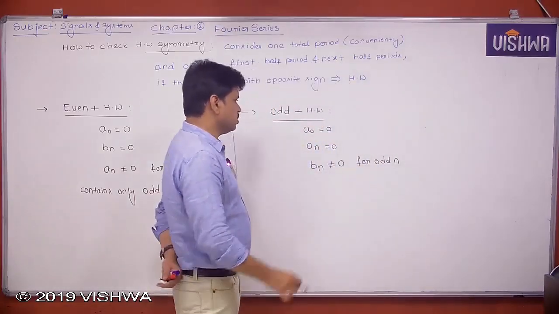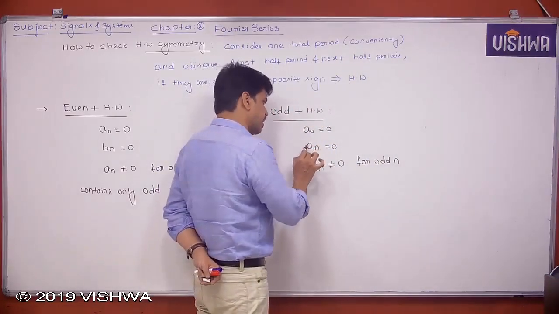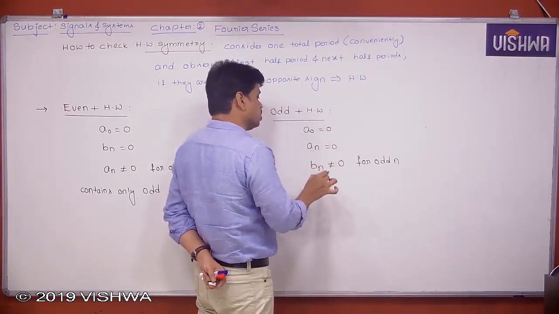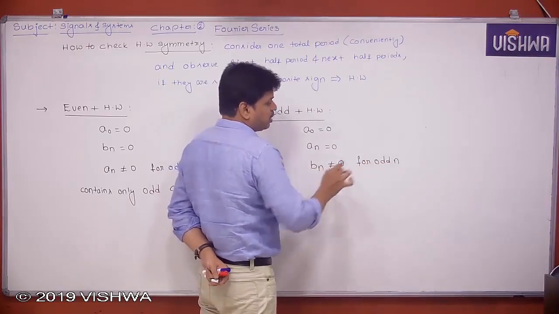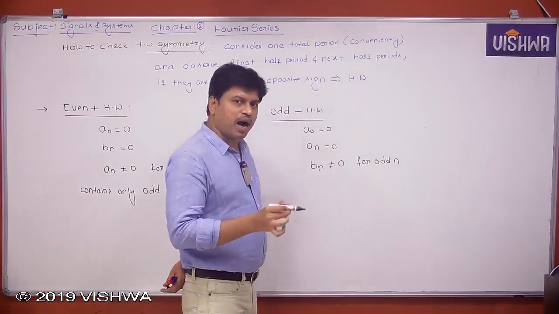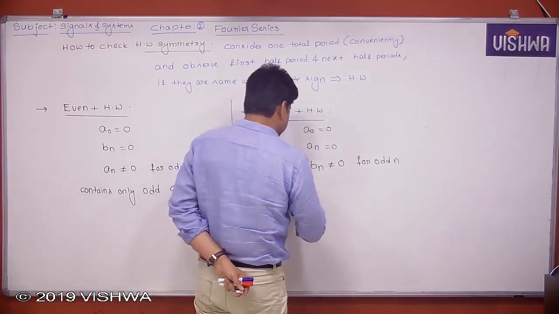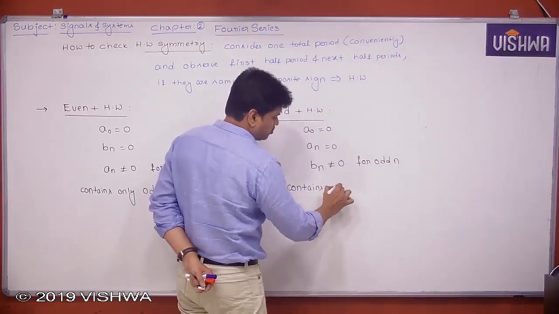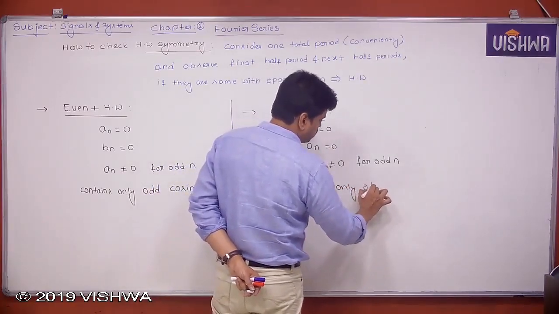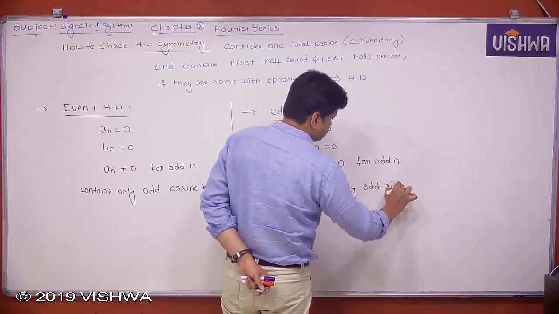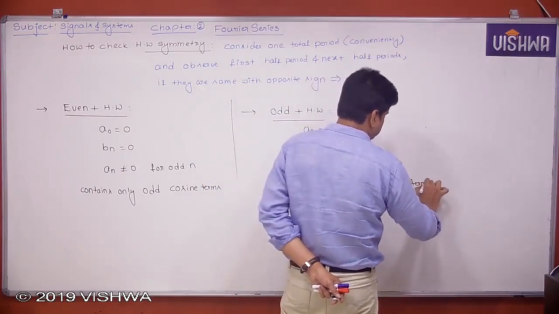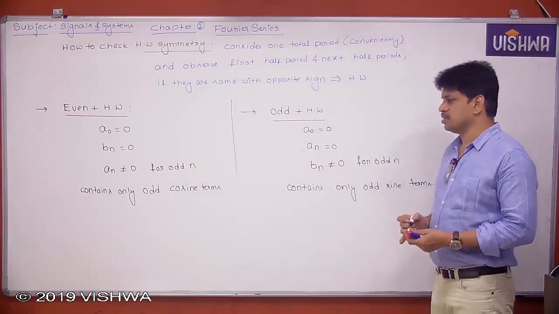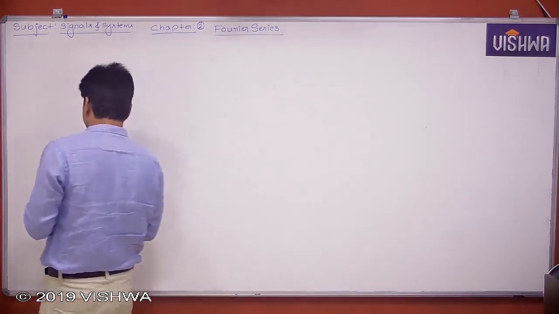Now you tell me, it does not have DC terms, it does not have cosine terms, and it is having only sine terms. That too, those sine terms have only odd values of n. Can I simply say odd sine terms? Yes. So it contains only odd sine terms. Okay, take it. And we will see some questions based on these symmetry properties. From that you can understand.